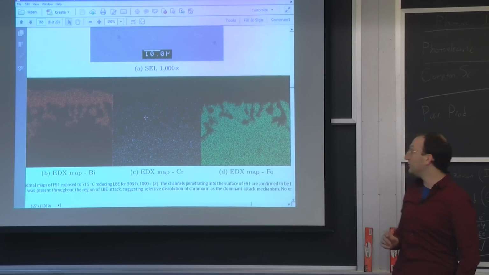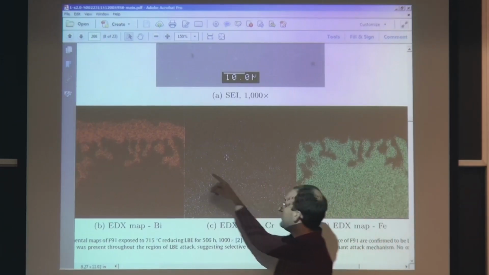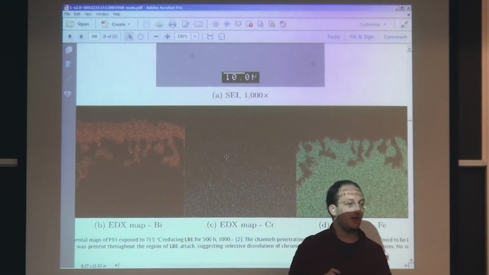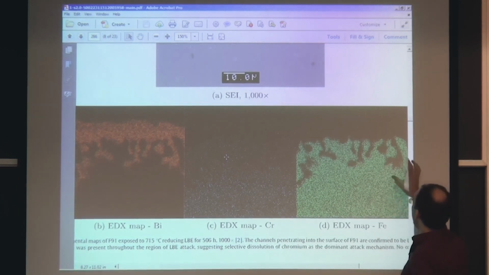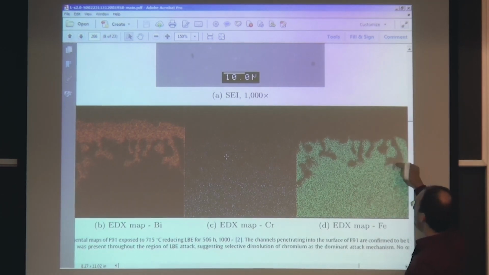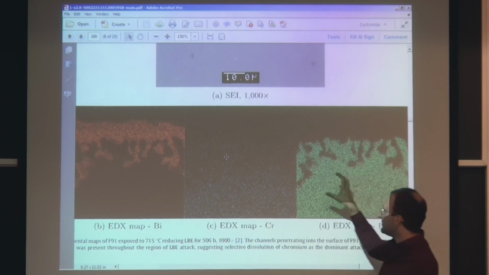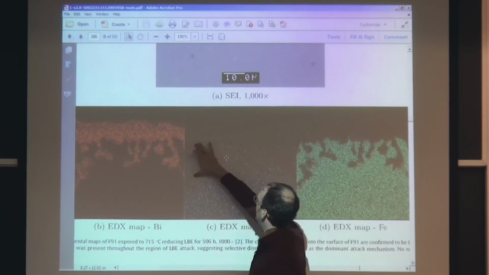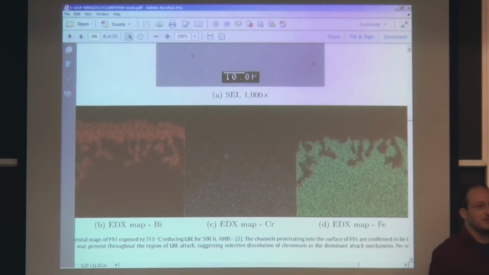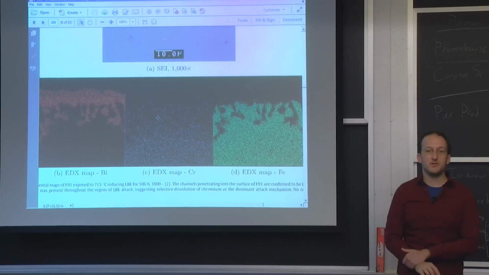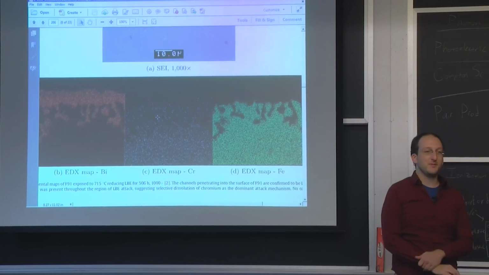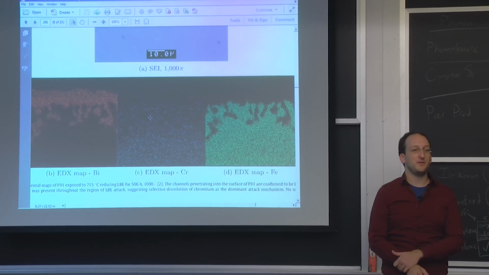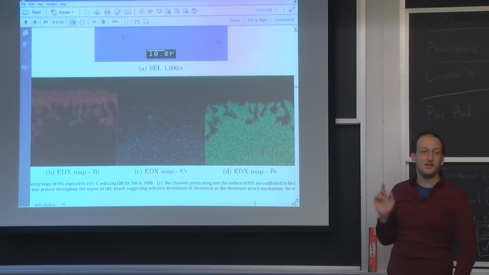So you can actually prove that, yes, those little fingers are indeed bismuth and lead. And you can see that in this case, where the lead and bismuth is, the iron is not. But the curious thing we found is that in this whole band right here, most of the chromium disappeared. So it turns out that the corrosion mechanism was chromium dissolution. And we would not have been able to know that without this EDX mapping.